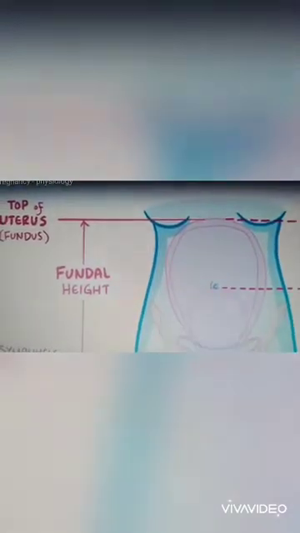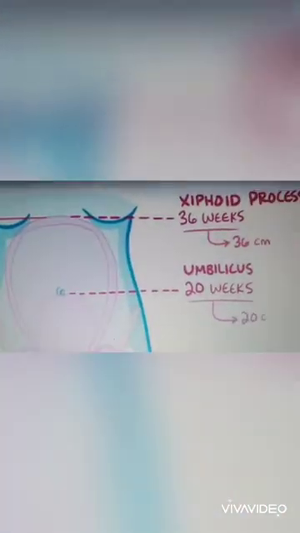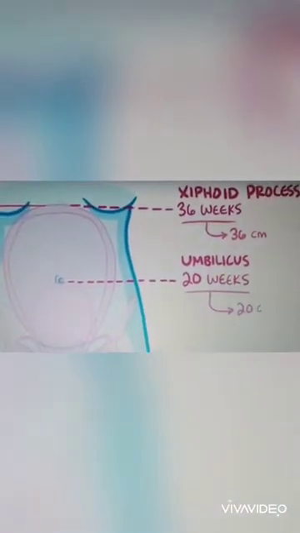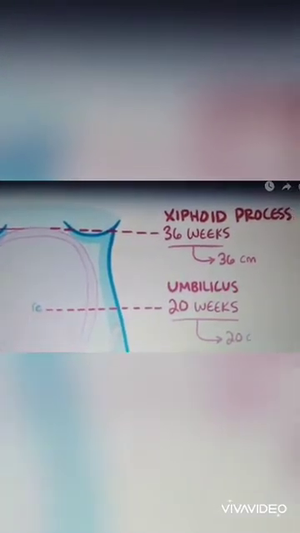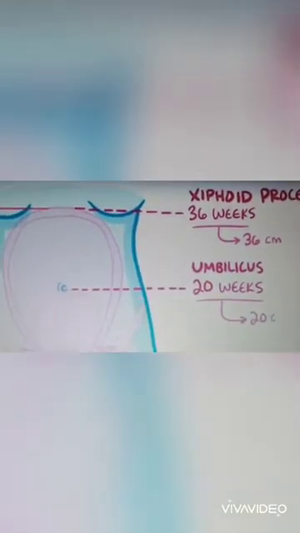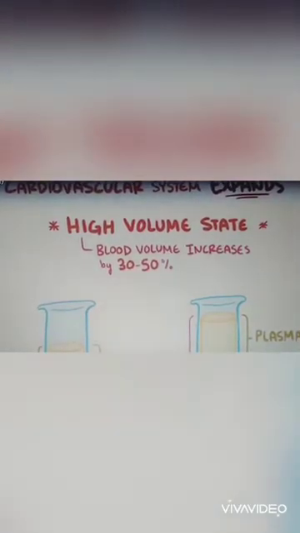The top portion of the uterus is known as the fundus, and you can see the height of the fundus. At 20 weeks it will be at the umbilicus, 20 centimeters, and at 36 weeks it will reach 36 centimeters. The cardiovascular system will expand according to the uterine changes.